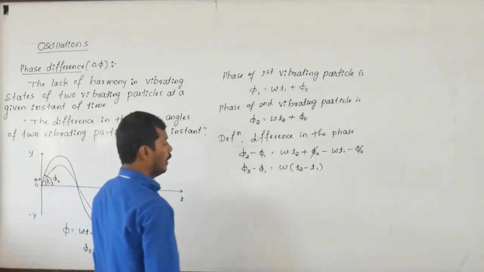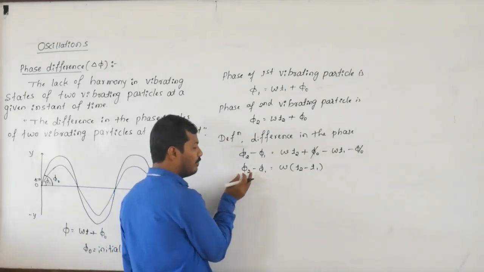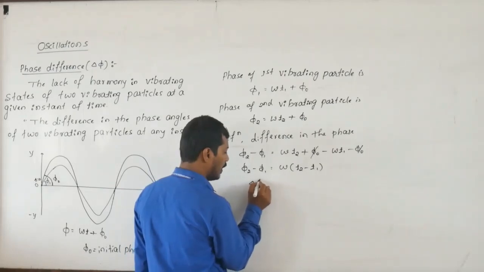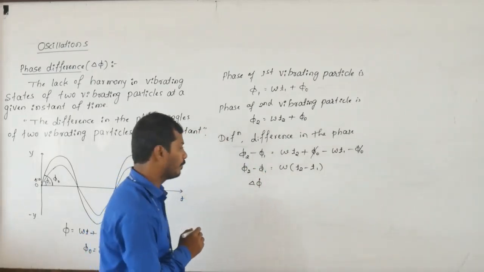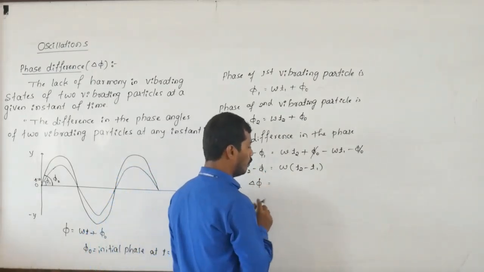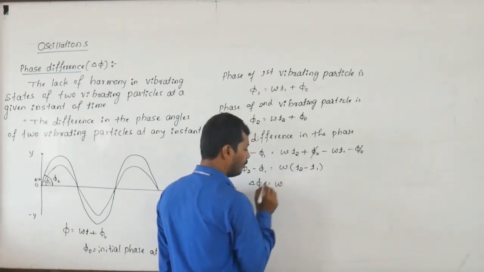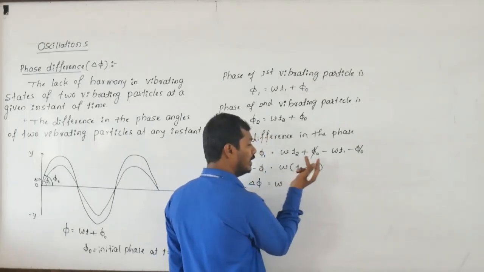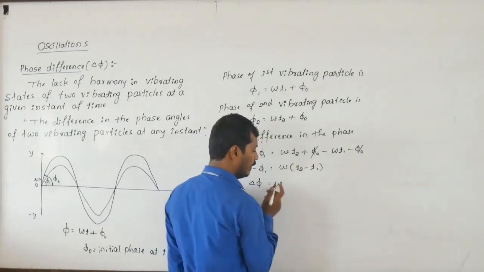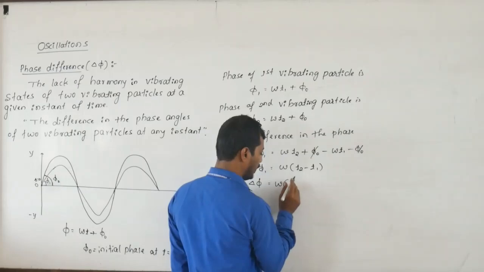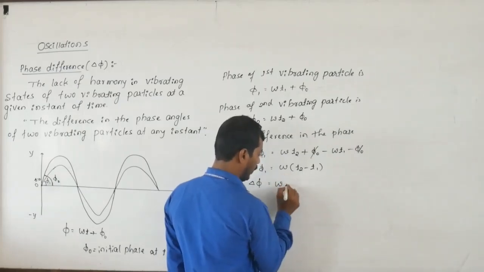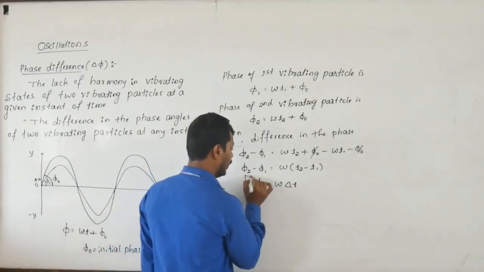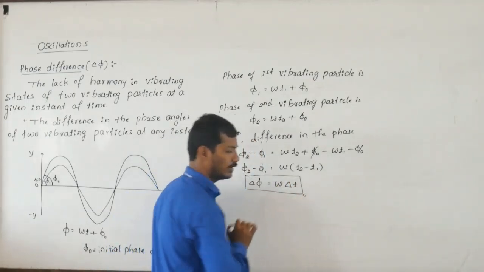It is nothing but the difference in the phase of two vibrating particles, called delta phi, which equals omega times the difference in the instants of time, called delta t. This is called the phase difference equation.